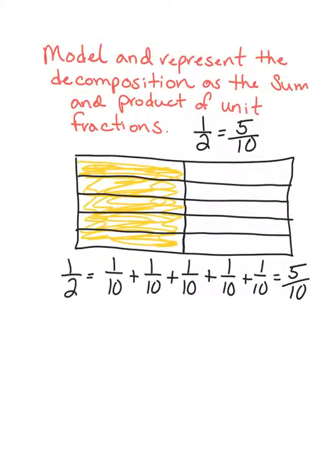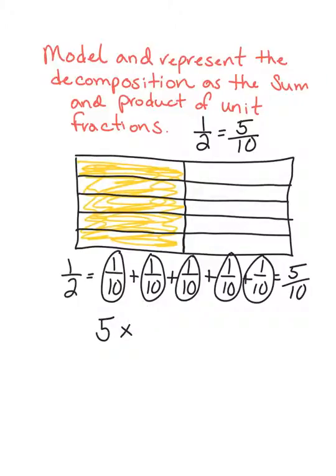All right, but how is this going to look if we do the product of the unit fractions? Well, how many unit fractions do we have? We've got 1, 2, 3, 4, 5. So we have 5 of 1/10. We show 5 times 1/10 is equal to 5/10. So here we clearly showed, modeled, and represented the decomposition of the sum and the product of the unit fractions. 1/2 is equivalent to 5/10.